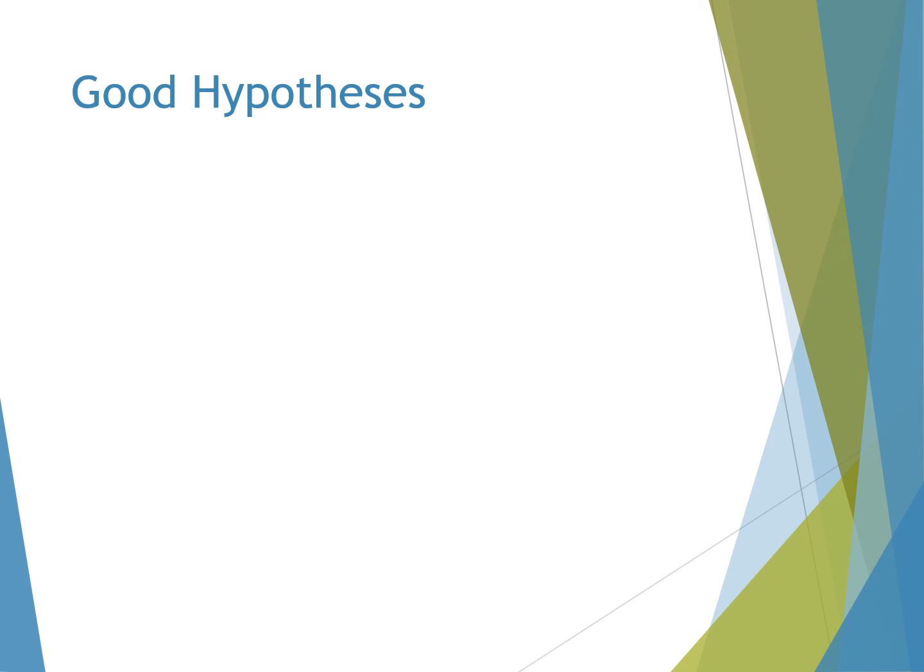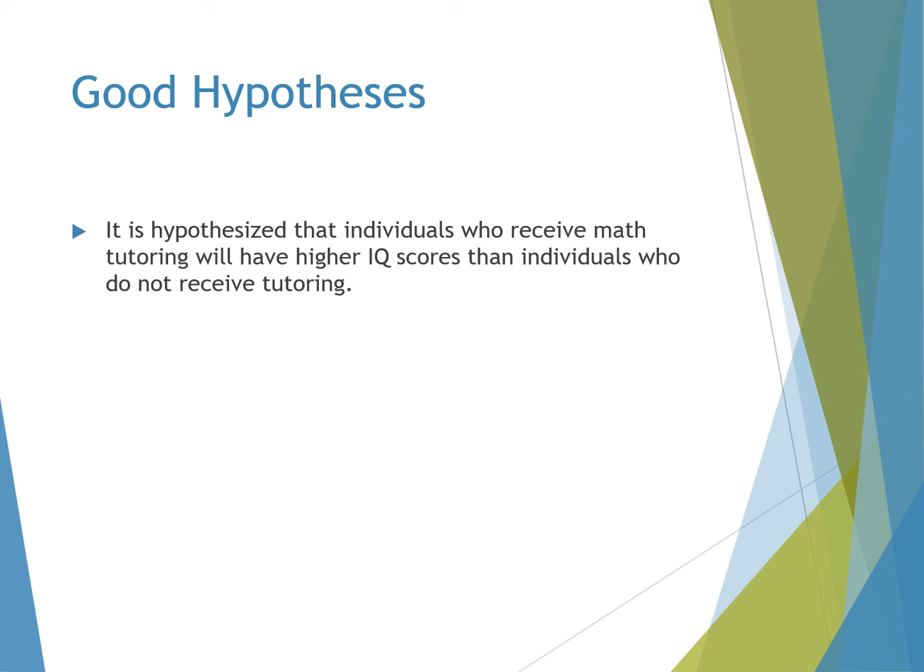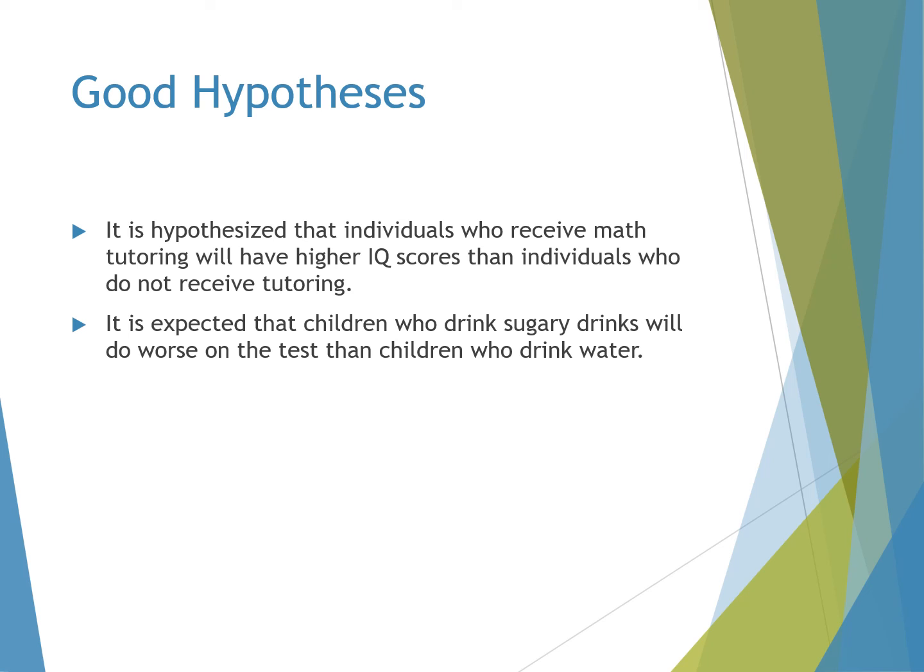Okay, so a couple of examples of good hypotheses. It's hypothesized that individuals who receive math tutoring will have higher IQ scores than individuals who do not receive math tutoring. Okay, so I can measure whether or not people have received math tutoring. I can measure IQ scores, and I've hypothesized a specific direction here.